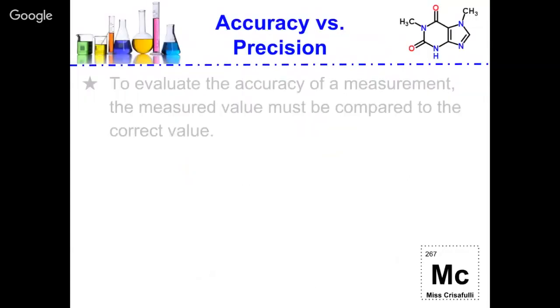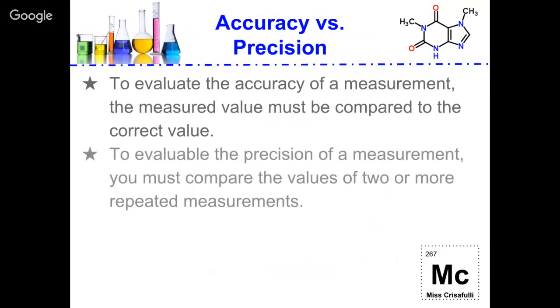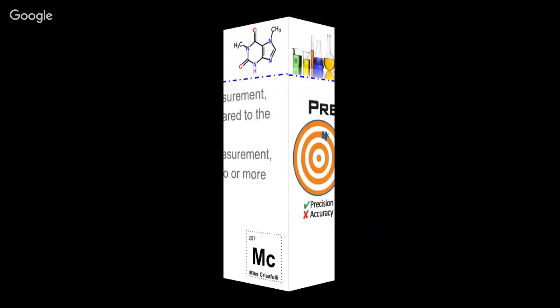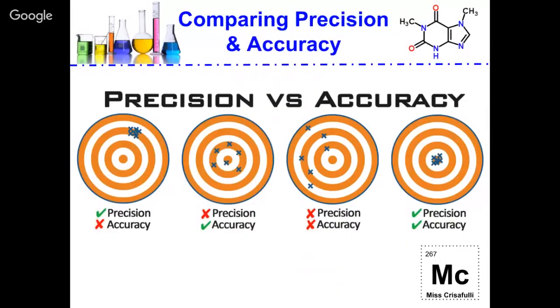So to evaluate the accuracy of a measurement, the measured value must be compared to the correct value. To evaluate the precision of the measurement, you must compare the values of 2 or more repeated measurements. So let's look at this example of comparing accuracy and precision.